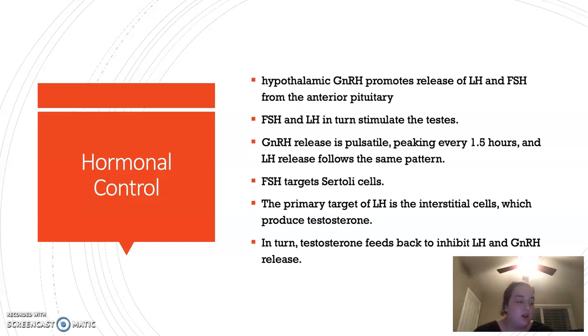The primary target of LH is the interstitial cells, which produce testosterone. In turn, testosterone feeds back to inhibit LH and GnRH release. Testosterone is essential for spermatogenesis, but its actions appear to be mediated by the Sertoli cells, which have androgen receptors. Spermatocytes lack androgen receptors and cannot respond directly to the testosterone.